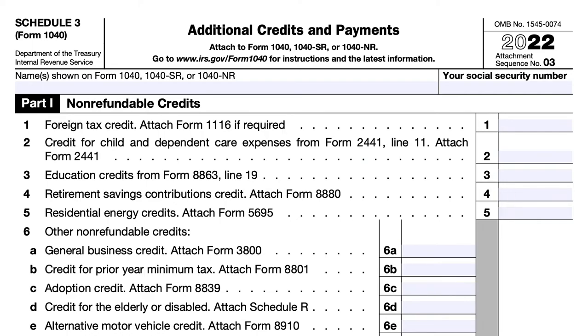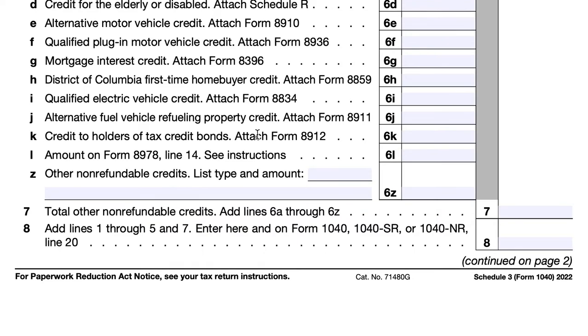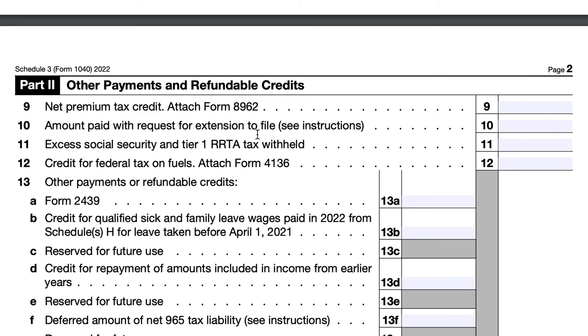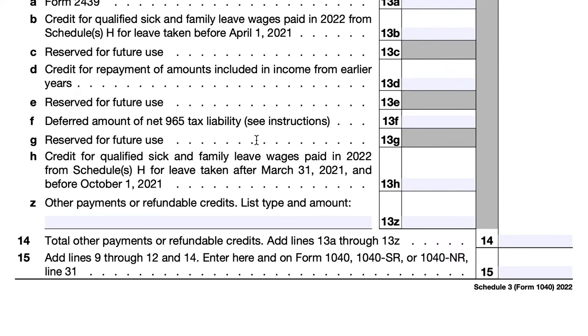So we're going to take a moment to go through each of these line items. Basically, this form is a two-page, two-part form. Part 1 is a list of some of the most common non-refundable tax credits. And then Part 2, on page 2, covers other payments and refundable tax credits. At the end of page 2, you'll calculate the total refundable credits. You'll report those as line items on your 1040, 1040 SR, or 1040 NR.